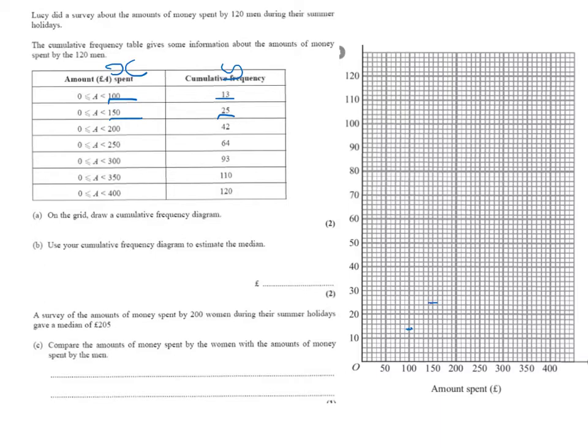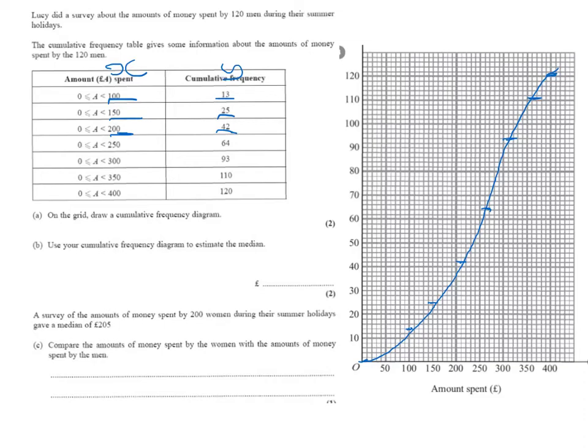These are just approximates, because I'm using my finger on an iPad to do this, but 200 against 42, and 250 with 64, and so on. And you see that we get an S-shaped sort of curve. Now, we've drawn the cumulative frequency, we're now asked to find the median.